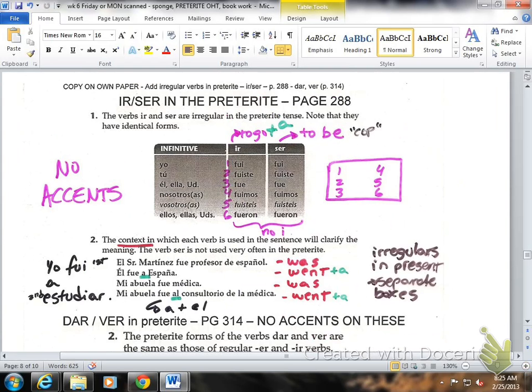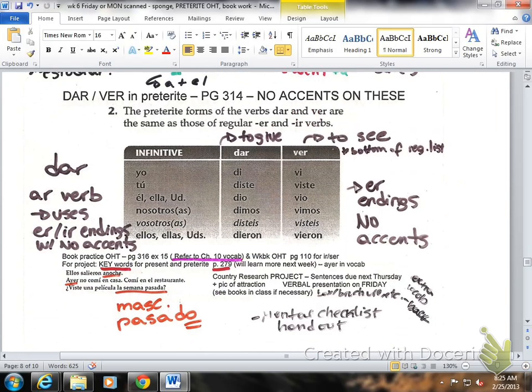Okay. And dar and ver, the last two irregulars we're covering for this chapter. Dar, remember, is the verb to give, the past tense, you gave something to somebody. But diste, dio, dimos, dieron, is just an AR verb that uses ER and IR endings with no accents. And ver, the only thing that's irregular about it is that it has no accents.